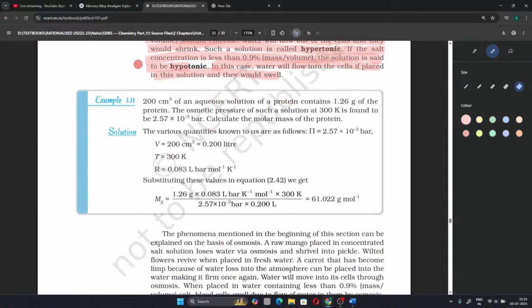Basically, they gave this example: 200 centimeter cube is the volume of an aqueous solution of a protein.